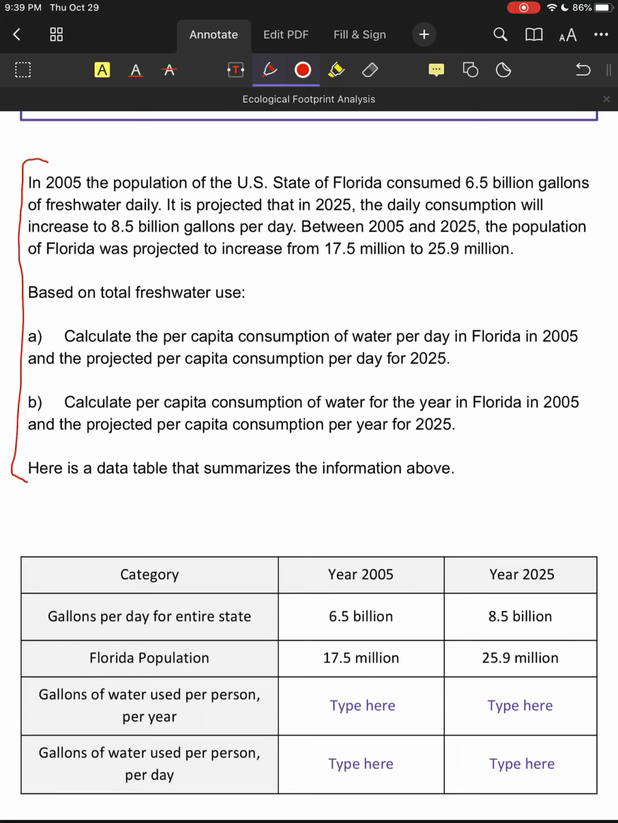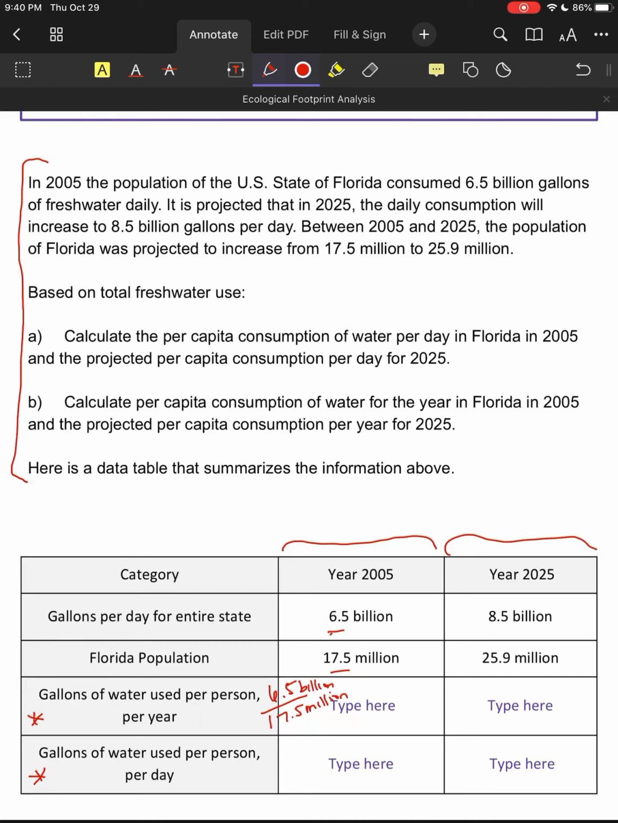So basically, when you're looking at year 2005, the entire state used 6.5 billion gallons, and then there's 17.5 million people in Florida. So here, when it wants you to find how much water was used per person that year, you're just going to divide the 6.5 billion by the 17.5 million, right? That's going to tell you how much water was used per person per year in that year. Okay, and you'll do the same thing for year 2025.